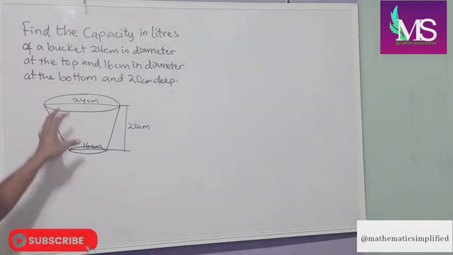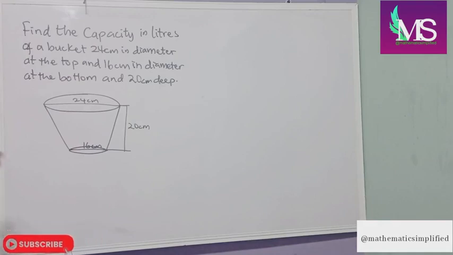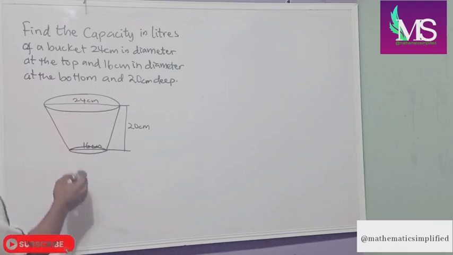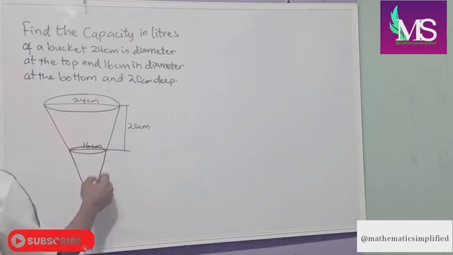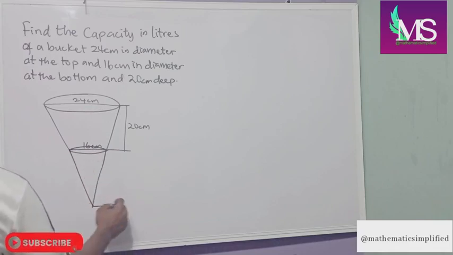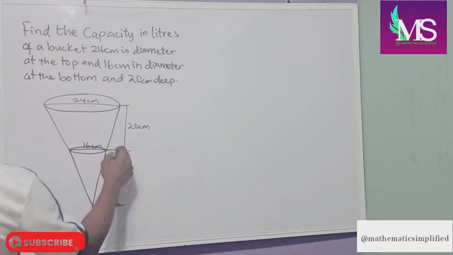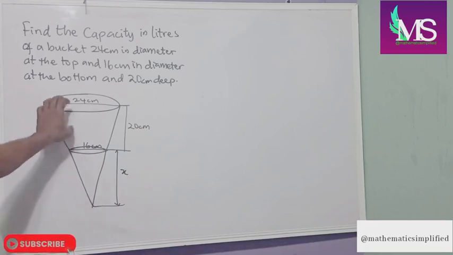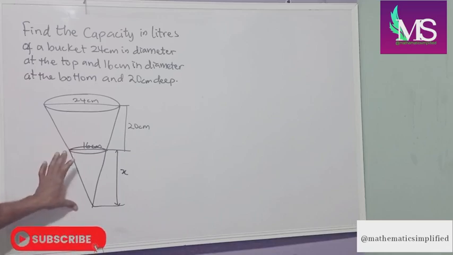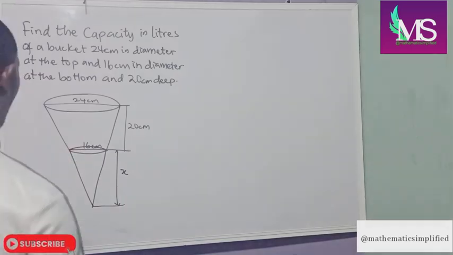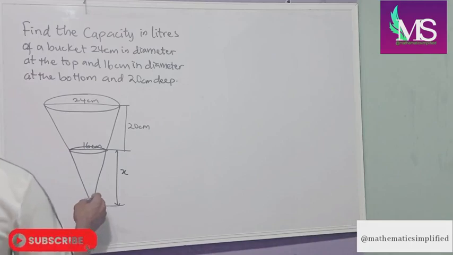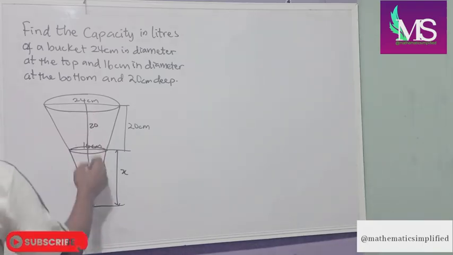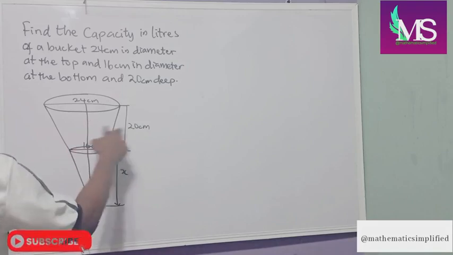Now, in order to find the volume of this, the capacity, which is also volume, we are asked to calculate the volume of this frustum. So we form this as a whole cone and have this height as x. Our volume will become volume of the entire cone minus volume of this small cone. So we can have it as this, cutting this angle here this way. This is 20 and this is x, just as labeled.